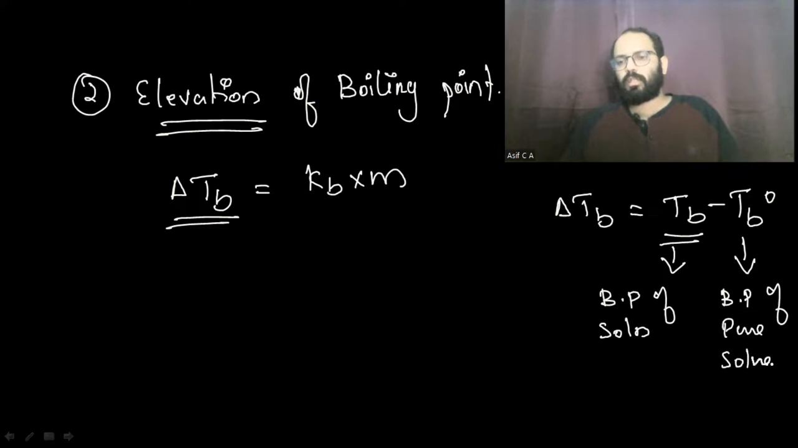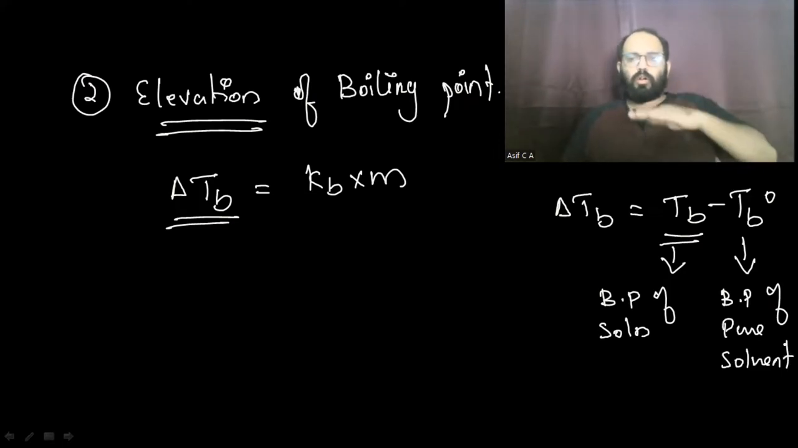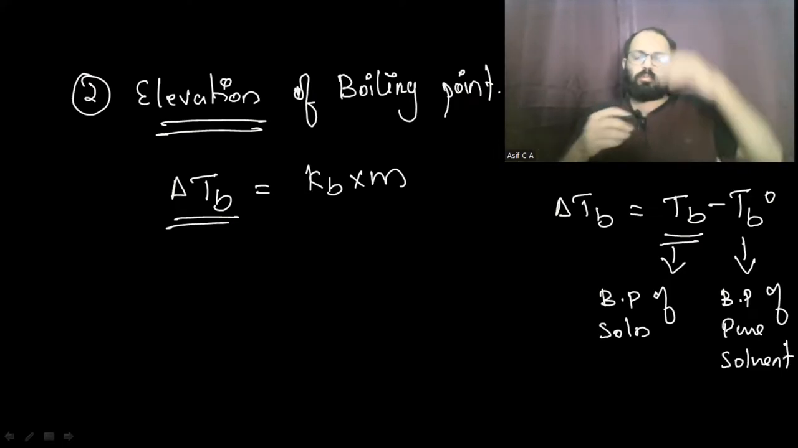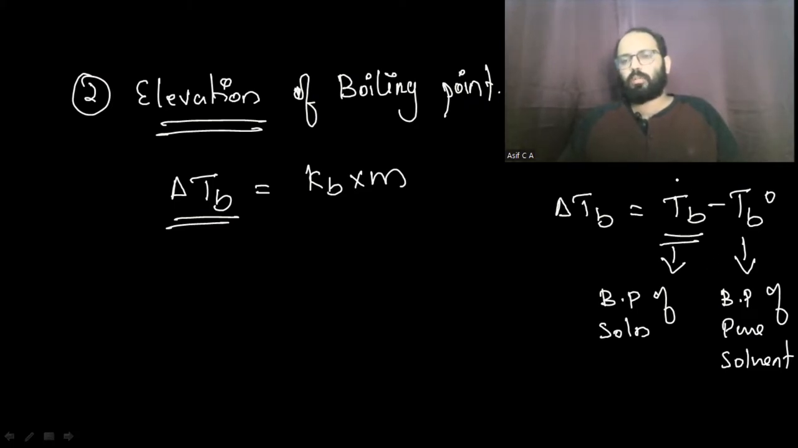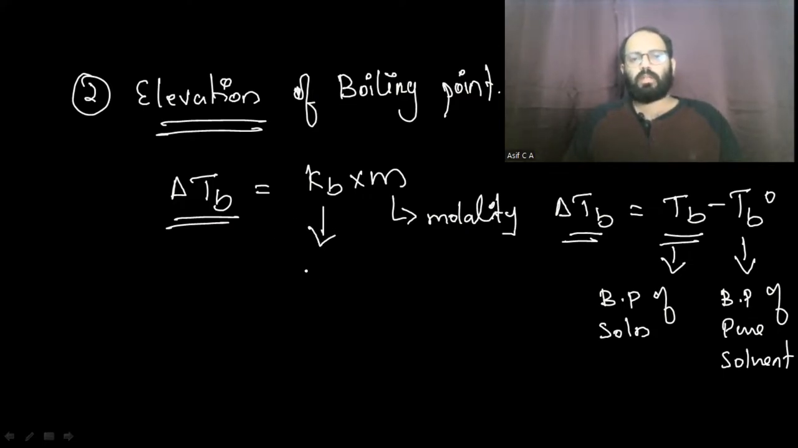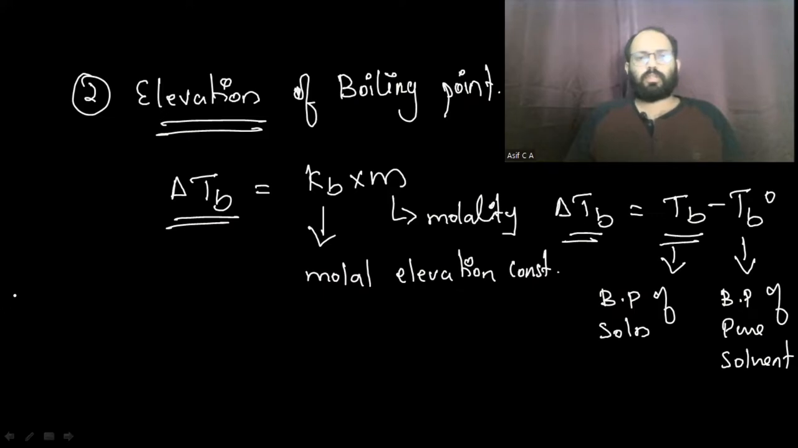We know elevation in boiling point means that when you add a solute to the pure solvent, the boiling point increases, so the boiling point of the solution is more. Delta TB can be found as TB minus TB naught. Then KB into m, small m, is molality, which is temperature independent. KB is the molal elevation constant, also called the ebullioscopic constant.